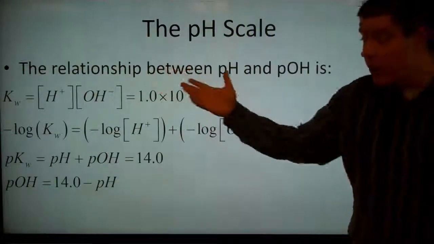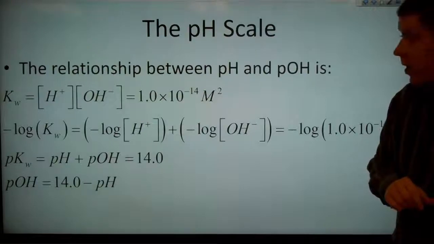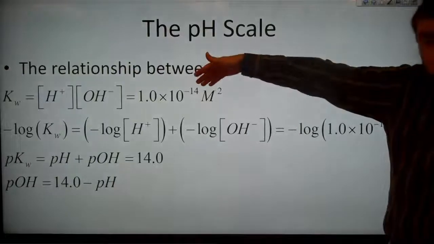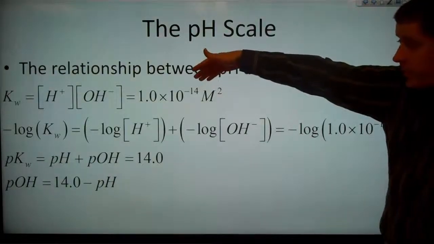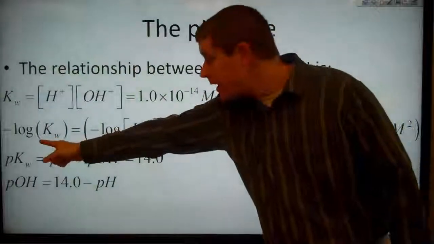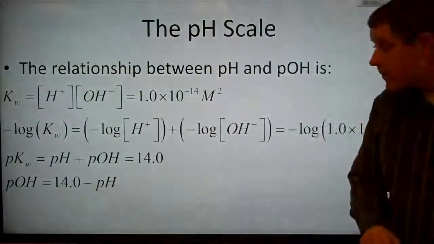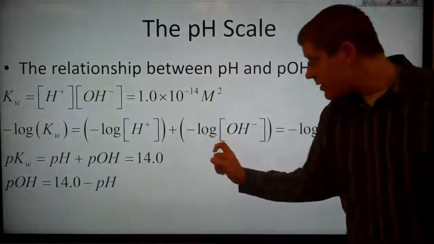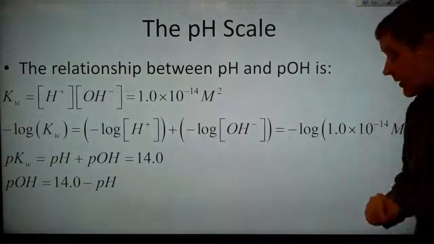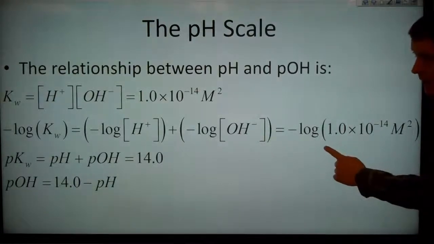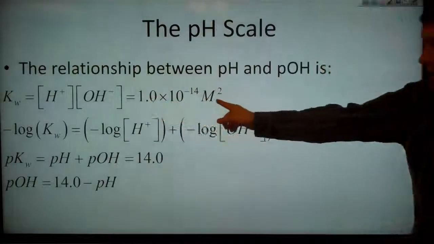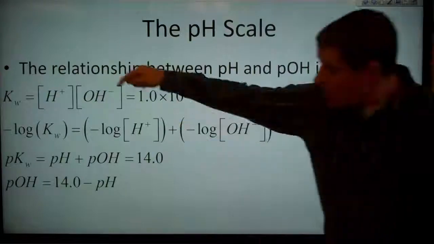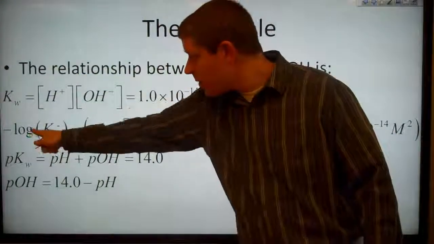So if we want, we can show the relationship between pH and pOH, because we know Kw is equal to the product of our two concentrations. We know that that has to be equal to 1.0 times 10 to the minus 14. If we take minus log base 10 of each side, we get minus log base 10 of Kw, and that's equal to minus log base 10 of the hydrogen ion concentration plus minus log base 10 of the hydroxide ion concentration. And we know that that then has to be equal to minus log base 10 of 1.0 times 10 to the minus 14.